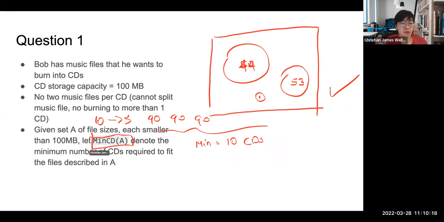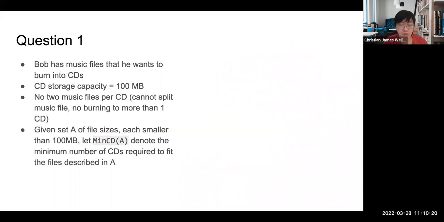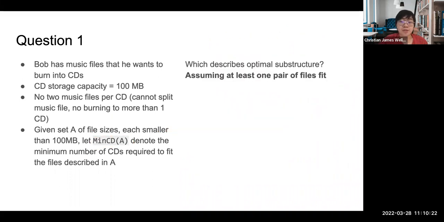So this is the question, right? We would like to describe the optimal substructure. We want to describe some equation to show that by taking the optimal solution to the smaller subproblem, we can get the optimal solution to the current problem.